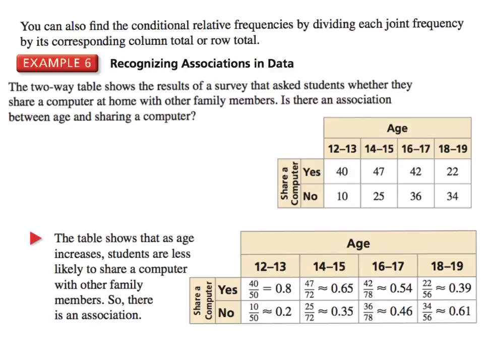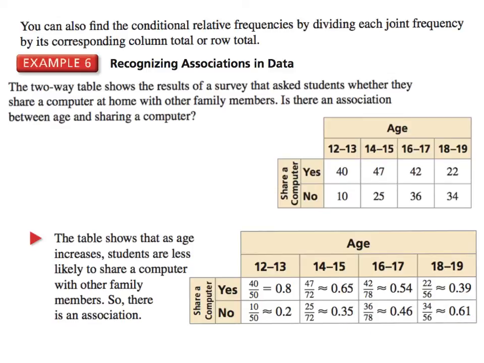So look at what we did here. There are 50 total 12 to 13-year-olds. 40 divided by 50 gives us 80%. 10 divided by 50 gives us 20%. 47 divided by 72, because if you add the total 14 and 15-year-olds, take each of these numbers, divide by the total of 72. Take each of the 16 to 17-year-olds, divide by their total of 78. And the same thing for 18 and 19-year-olds, and we get all of these percents. Once again, each of these columns should add up to 1.